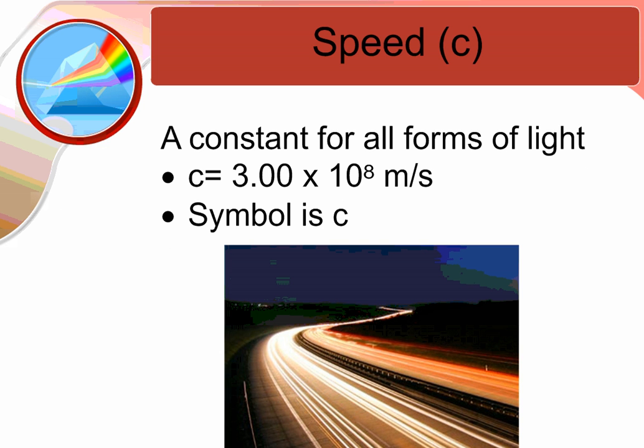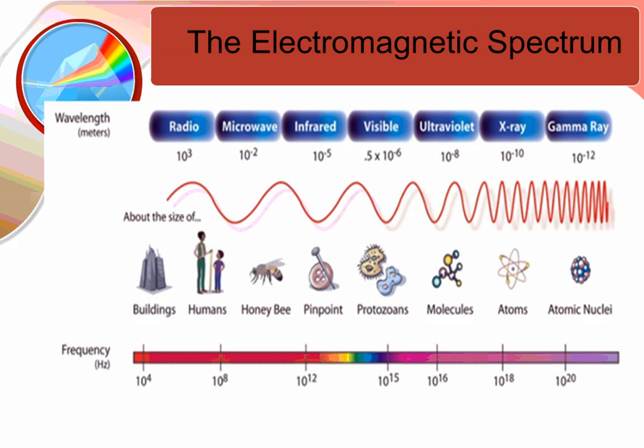The last characteristic of light is speed. All forms of light travel at the same speed in a vacuum. This is the most accurately known constant in the world. The speed of light, which is 3 times 10 to the 8th meters per second, is represented by a lowercase c. Although we often think of light as the energy that enables us to see, visible light is a very small portion of what is called the electromagnetic spectrum.